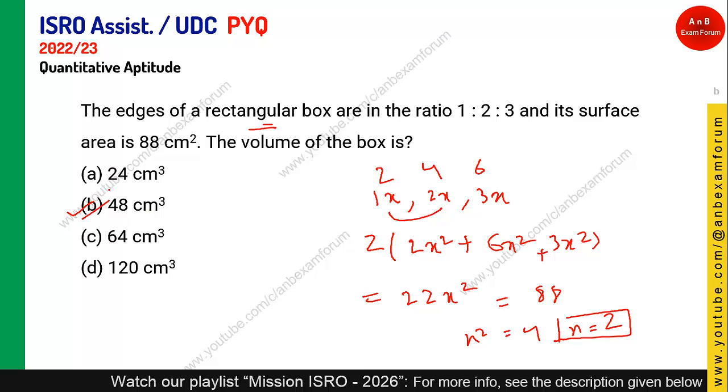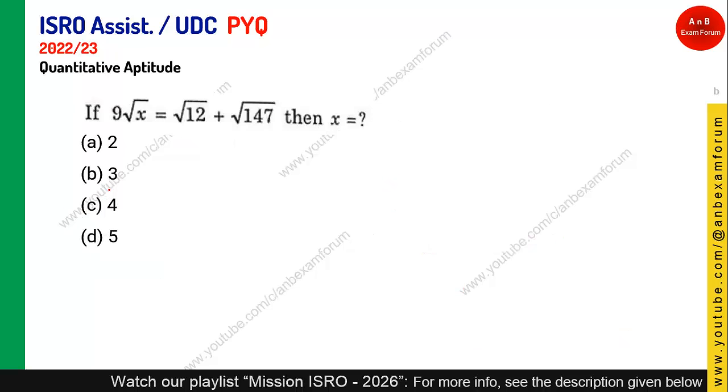Okay, so 48 is the right answer. Okay, this question belongs to number system or surds and indices, you can say. Okay, numbers. So let's solve it. A very simple one. If you know how to calculate the square root, it is very easy.